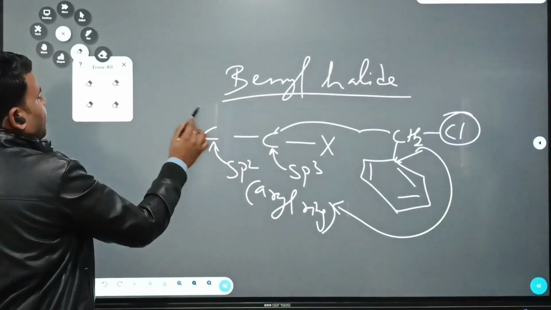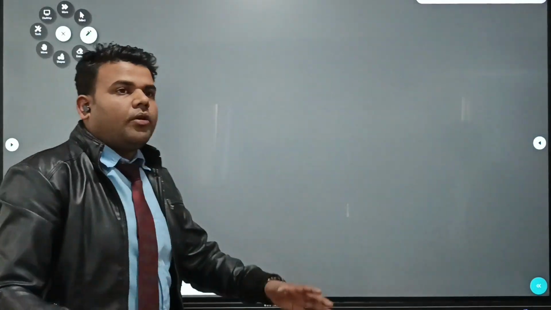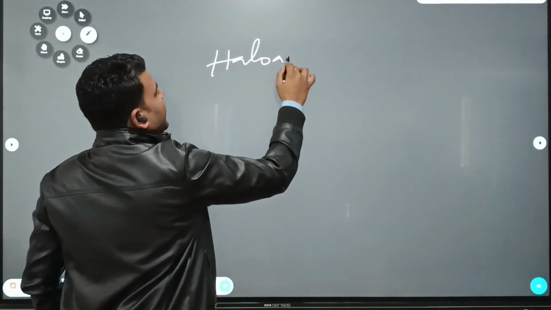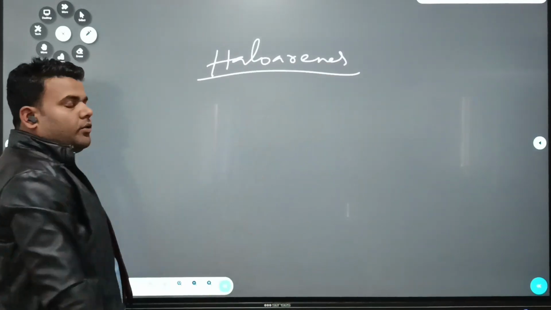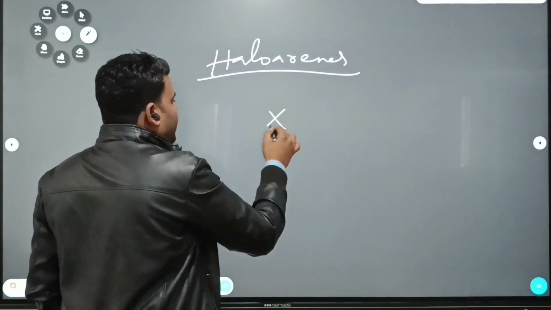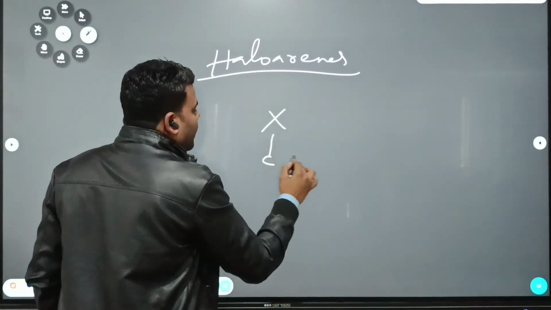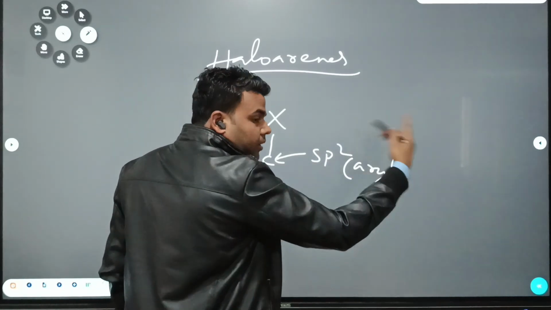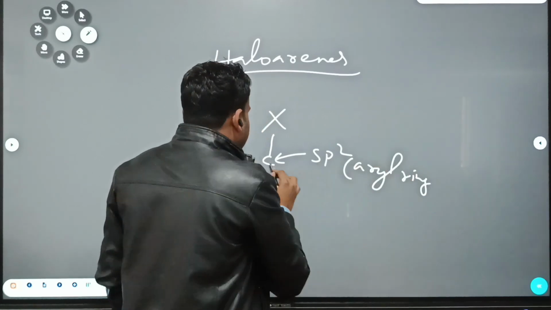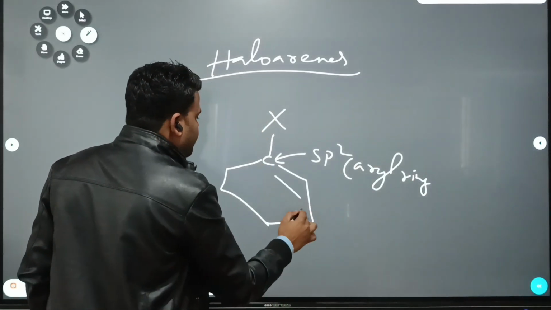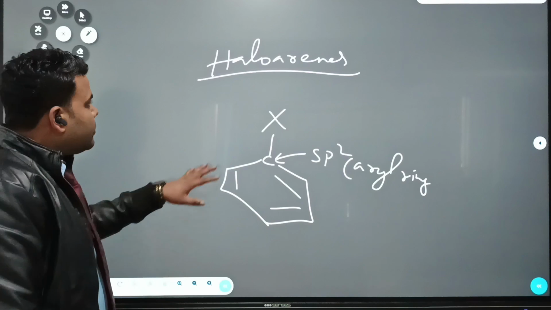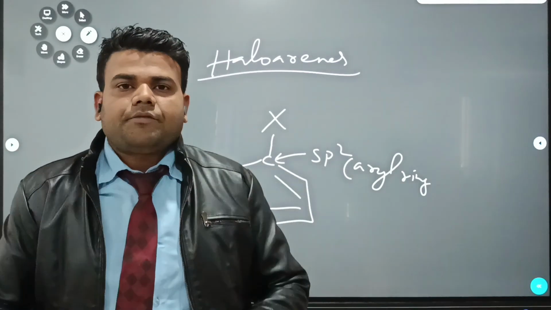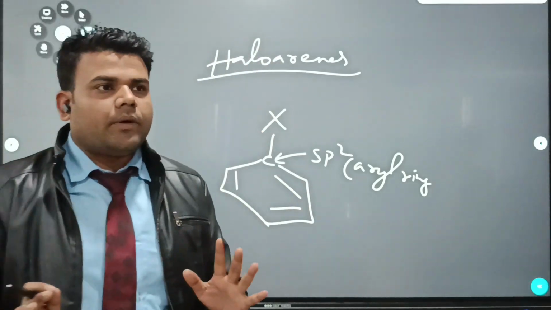Now, this was all about the classification of haloalkane. Next we have haloarene. In haloarene, the halogen is directly attached to a carbon which is sp2 hybridized and is a part of the aryl ring. If I give you the example, this one. So this is basically called haloarene. So this was the classification of haloalkane and haloarene.